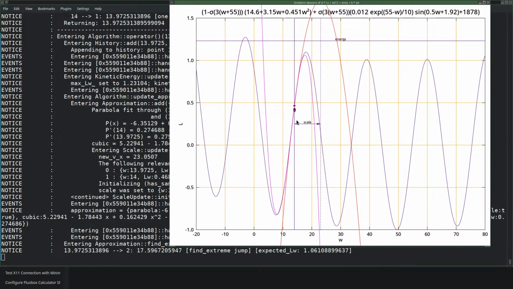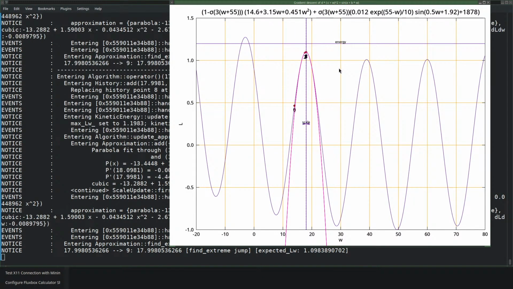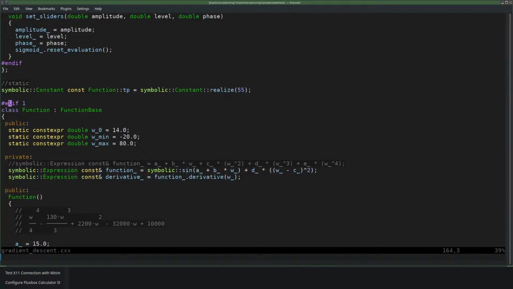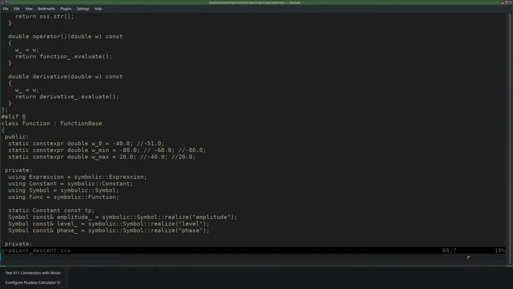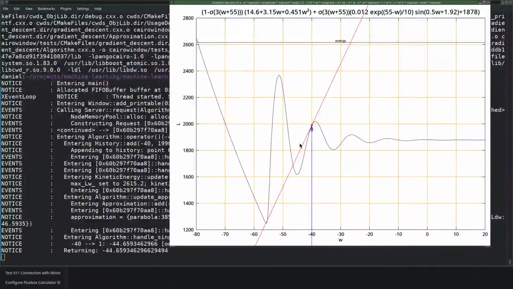No, that went down, but almost nothing. And now we jump there. Yeah, it's finding a maximum and getting stuck there. No, let's try another test. I have nothing better to do. Sure, this is going to this maximum, I suppose.